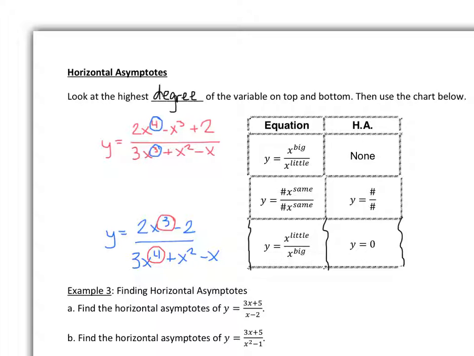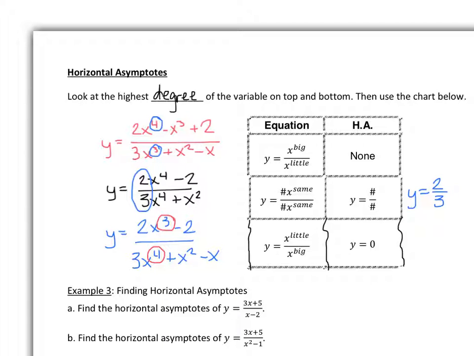Now the last one, this middle row here, is peculiar. This one is when your degrees are the same. So say it's 2x to the 4th minus 2 over 3x to the 4th plus x squared. Let's make that one a little shorter. When your degrees are the same, your horizontal asymptote is going to be their coefficients. These numbers right here. So the horizontal asymptote for this one is y equals 2 divided by 3.